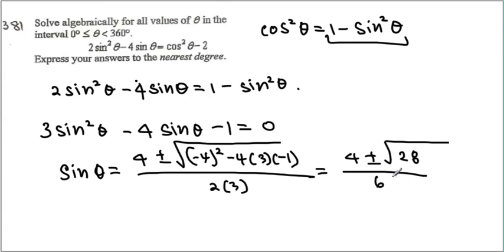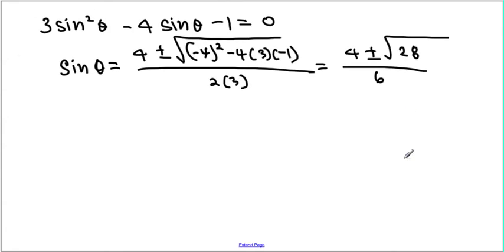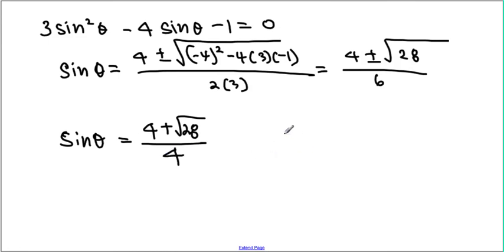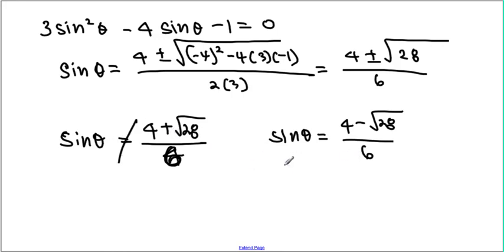Now, the square root of 28 is about 5 point something. So we have two options. Sine theta can be either 4 plus the square root of 28 over 6, or sine theta can be equal to 4 minus the square root of 28 over 6. Now, the first will not be possible because it will be greater than 1. Regardless, this will be greater than 1, so therefore this cannot be it. Then the only possibility is the other one.